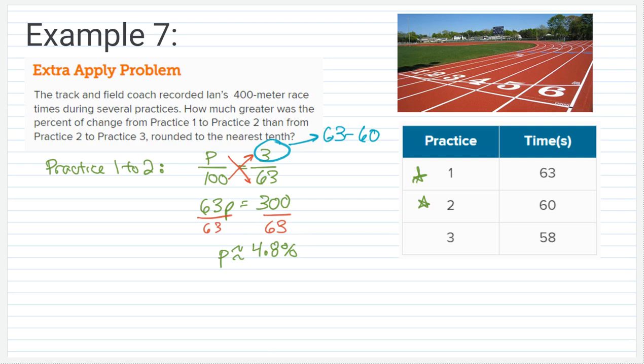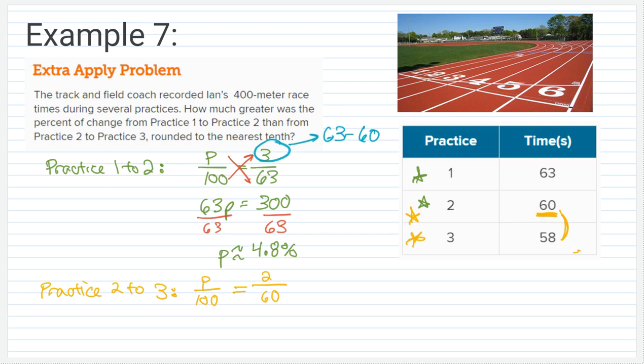Now we're going to do the same thing, but between practice 2 and practice 3. I'm going to label my work here, practice 2 to 3, and we're going to find that percent of change. I'm going to set up a very similar proportion. So P over 100 equals, and then we find the difference between these two times. Well, 60 minus 58, that is a change of 2 seconds. Then we have our original value on the bottom, and we started with practice 2, so the original from practice 2 to practice 3 is that 60.